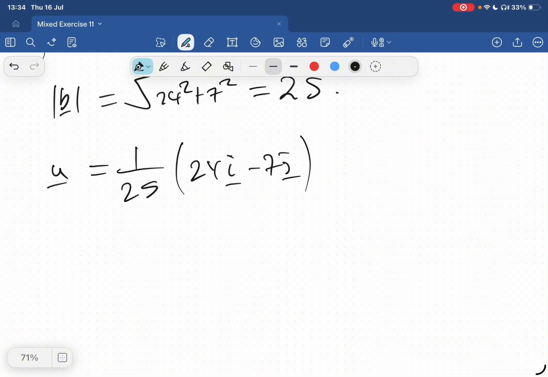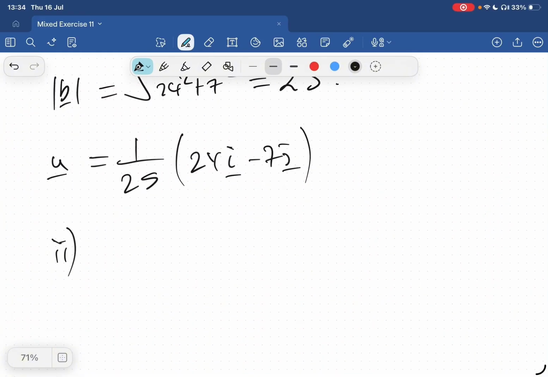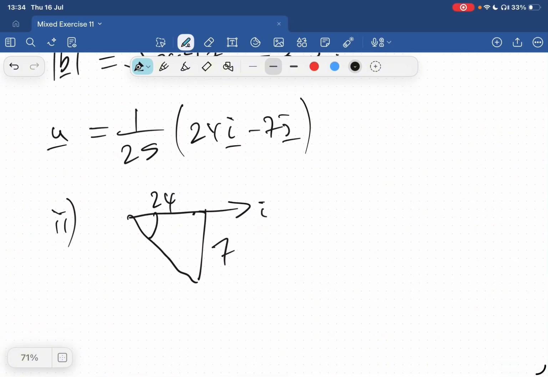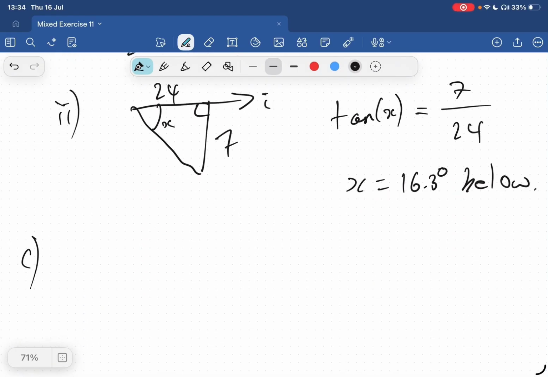Perfect. Now time to do our sketch. It's 24 in the i direction, but it's down 7 here. Again, we need to remember that i is going this way. So we need to find this angle here, SOHCAHTOA again. So tan x, this x, is your opposite over your adjacent. So x is tan inverse of 7 over 24, which is 16.3 degrees. Now we specify that it's below i. Perfect.